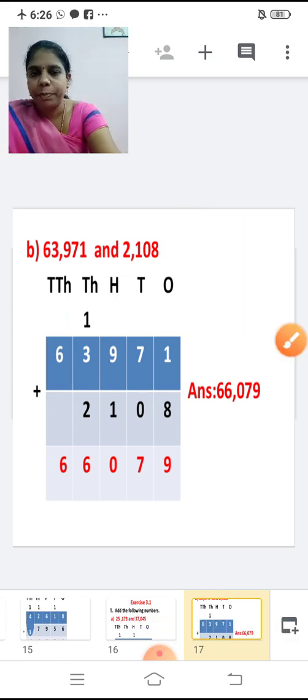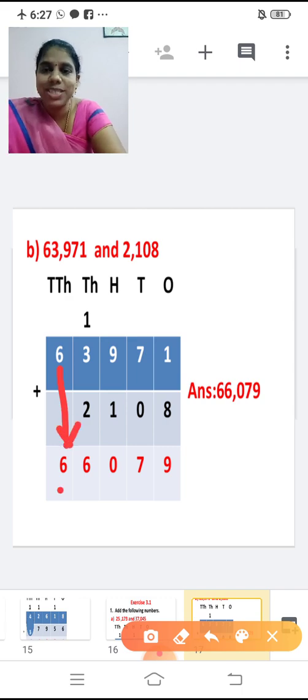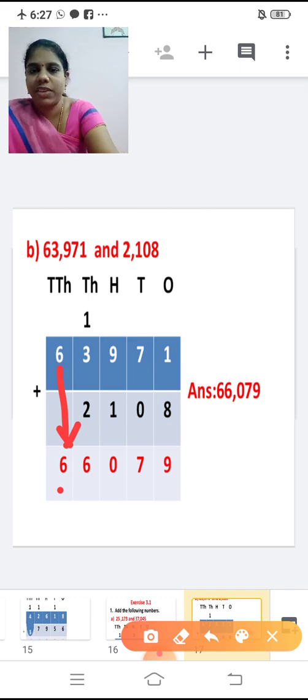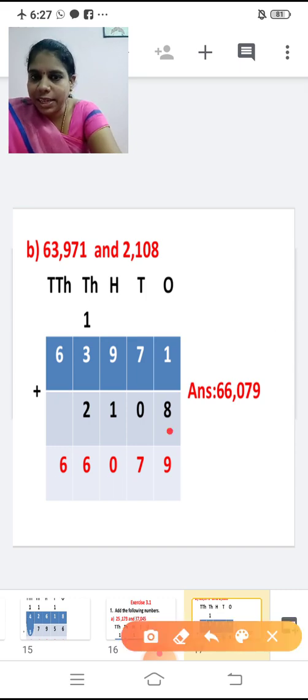So write 6 directly. Then add the 10,000 place. Is there any number to add? No. So write the number directly. 6. So the answer is 66,079. So first add the ones place, then the tens, 7 plus 0, 7, then the hundreds place, 9 plus 1, 10. So write 0 here and 1 is carried over. Then add the thousands place, 1 plus 3, 4, 4 plus 2, 6. Then the 10,000 place, there is no number to add, so bring down that number directly, 6. So the answer is 66,079.